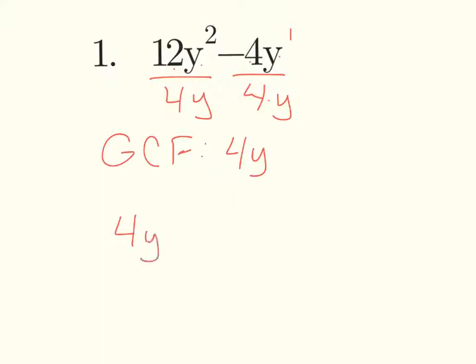4y is out. What's left when I divide, 12 divided by 4, that's 3. If I take a single y out of y squared, I have a single y left. And then if I take 4y out of 4y, I'm dividing the whole thing out. That's 1 left over. So there's my factored problem with a GCF.